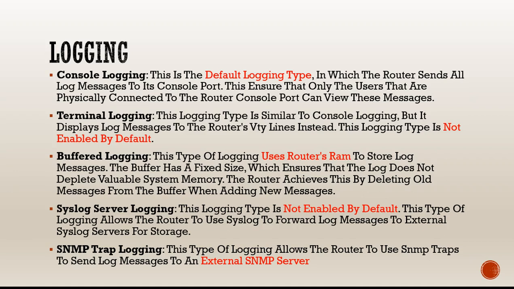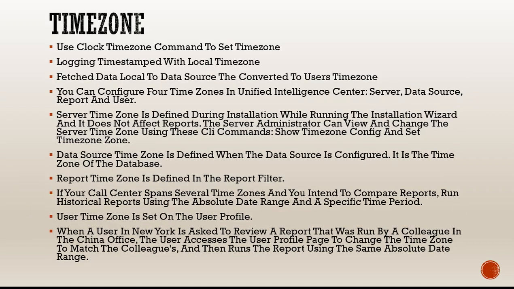Syslog server, we looked at the syslog server a little bit earlier, is not enabled by default. It allows the router to use syslog to forward log messages to an external syslog server for storage and analysis. And then we have SNMP, Simple Network Management Protocol. Trap logging allows the router to use SNMP traps to send log messages to an external SNMP server.